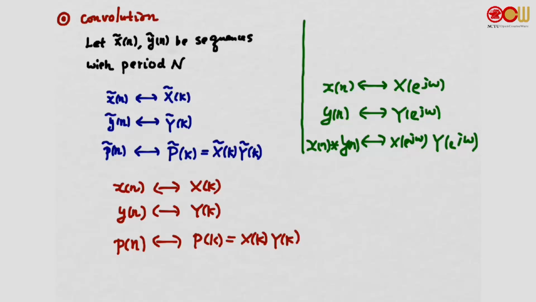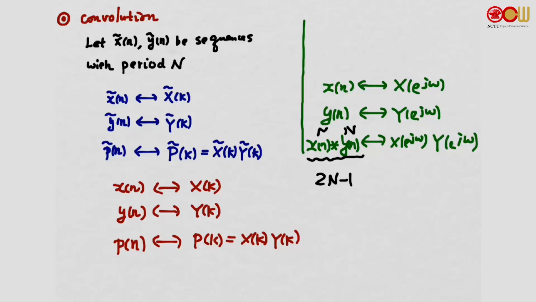But then, if p[n] is the convolution of x and y, then something is a little bit strange here. Why? Because x[n] is a sequence of length N, and y[n] is a sequence of length N as well. If we have the convolution of the two, what is the length of this sequence? x[n] has length N, y[n] has length N. Then what's the length of this sequence? The length of the sequence will be 2N minus 1, right? So this is 2N minus 1.